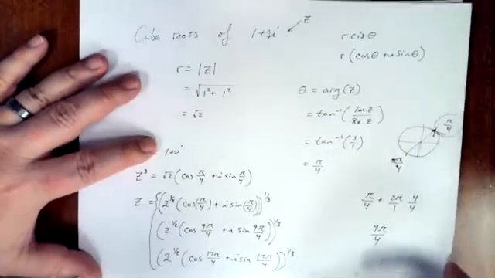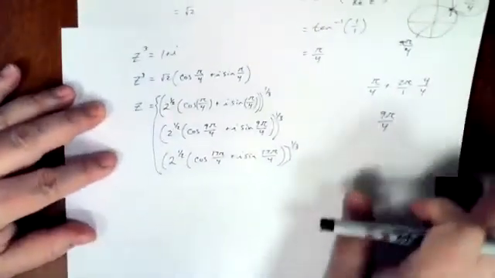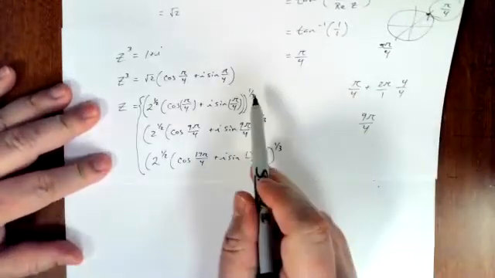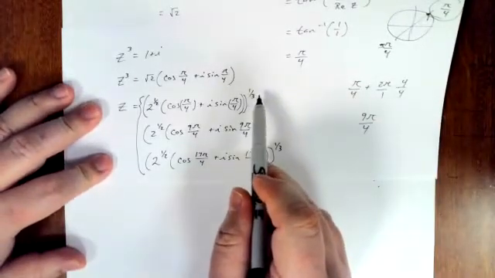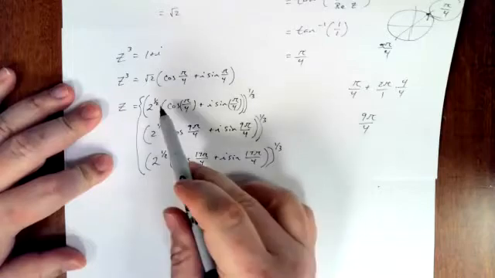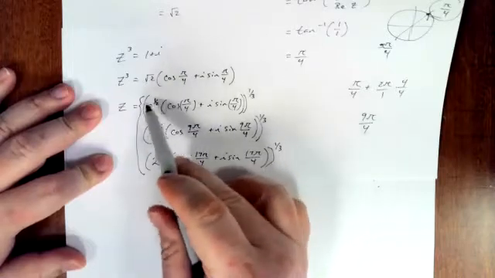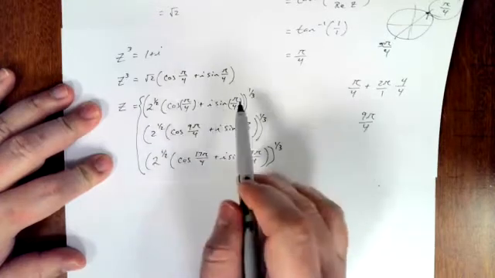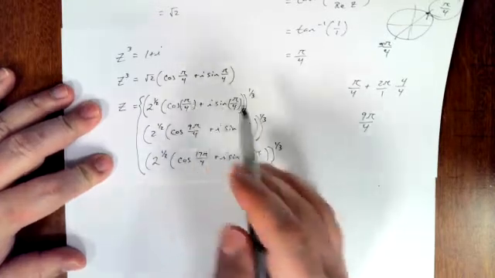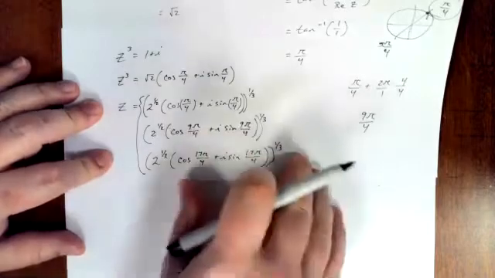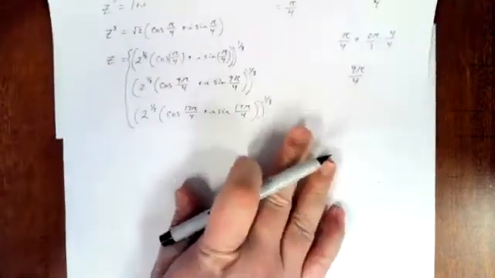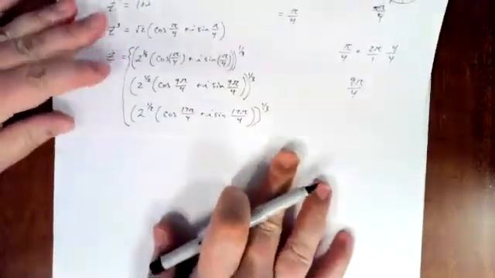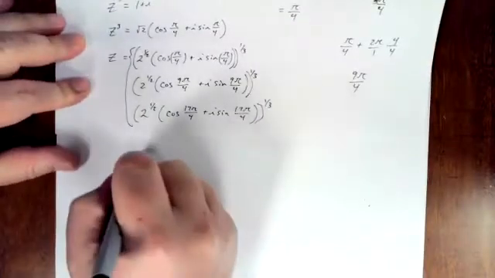Now, to finish the problem, I use de Moivre's theorem. First of all, I apply the 1/3 to both things inside. One of them is this r, which is my radius, and the other is the pair of parentheses that contains my complex number.